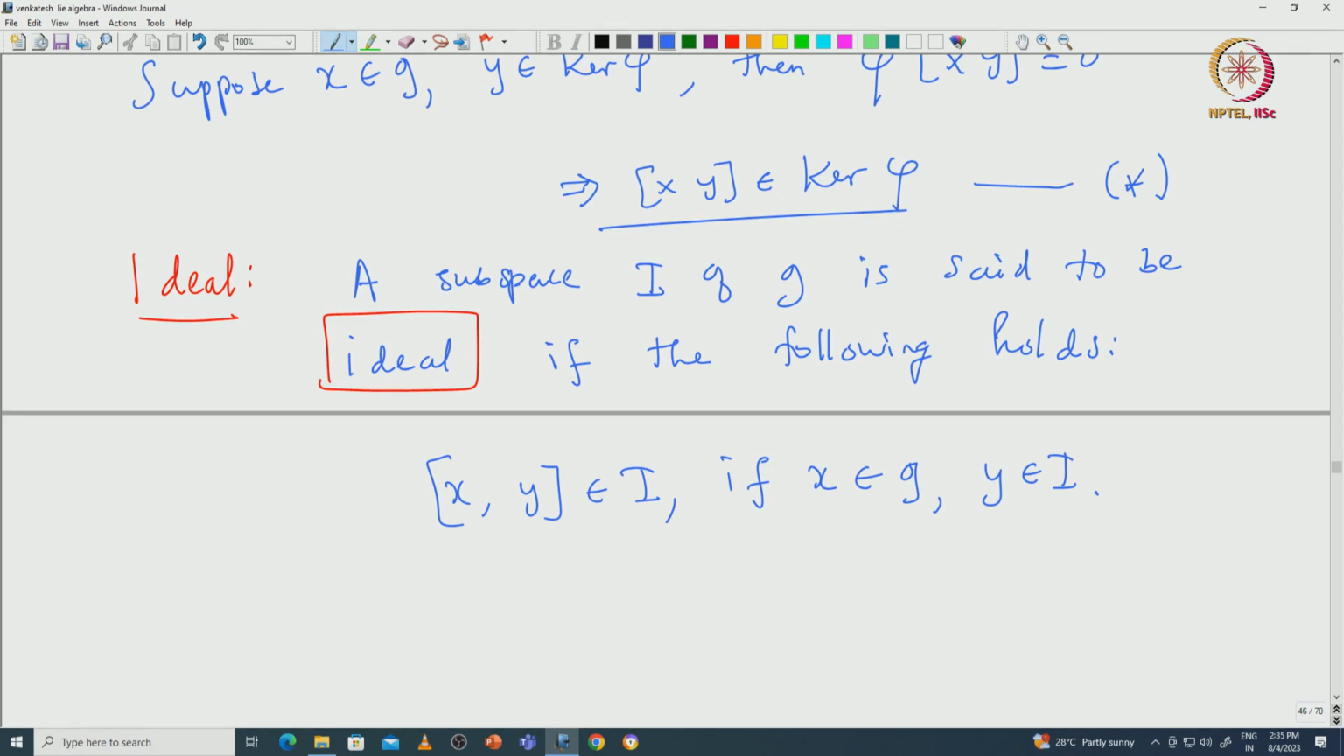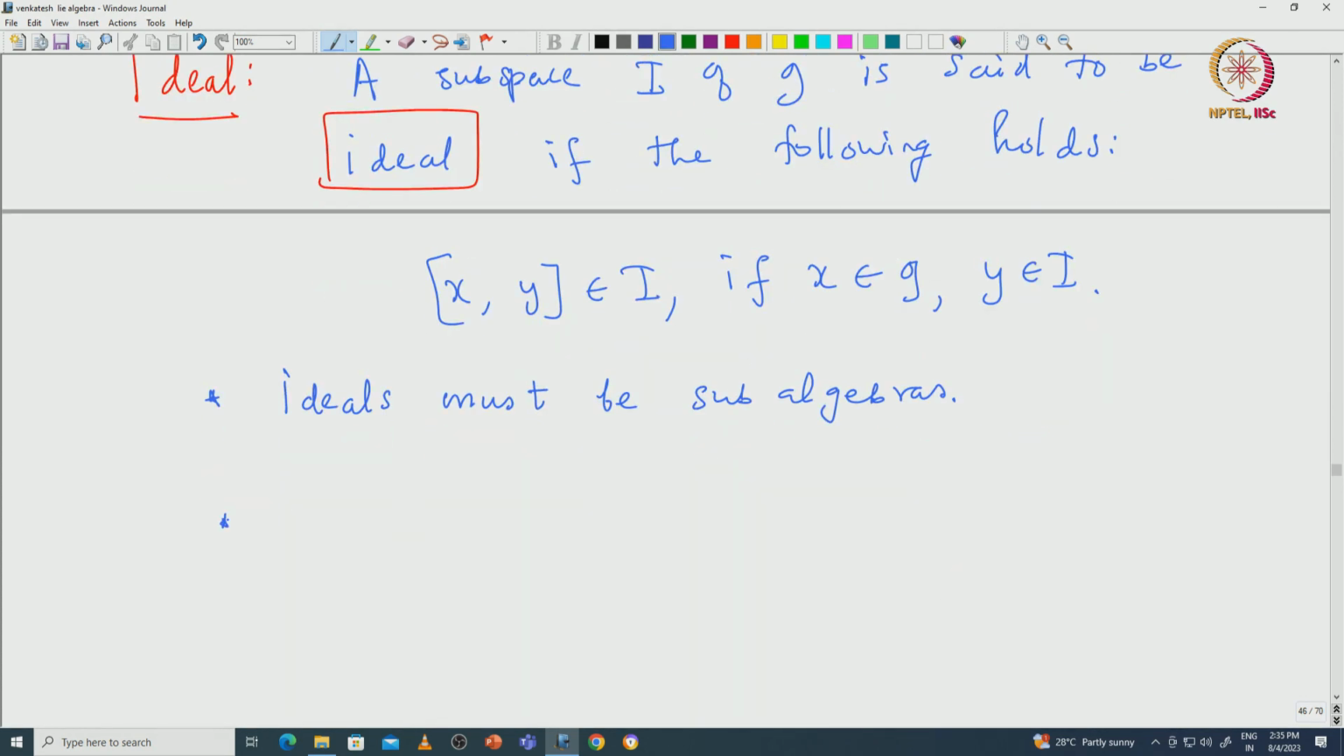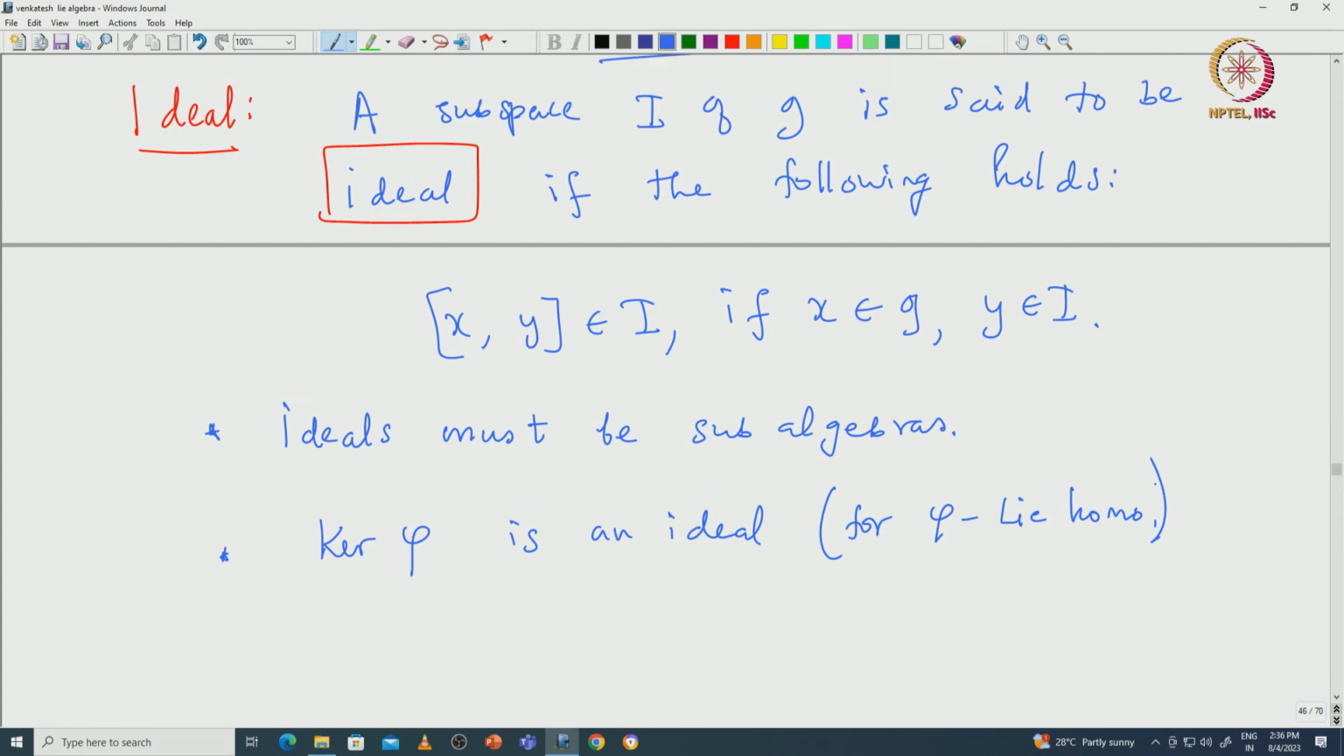It is immediate that ideals are subalgebras. It is easy to see that ideals must be subalgebras. We also saw from the previous discussion that the kernel of any Lie homomorphism is an ideal. Indeed, we will see that any ideal will be arising as the kernel of some Lie homomorphism.